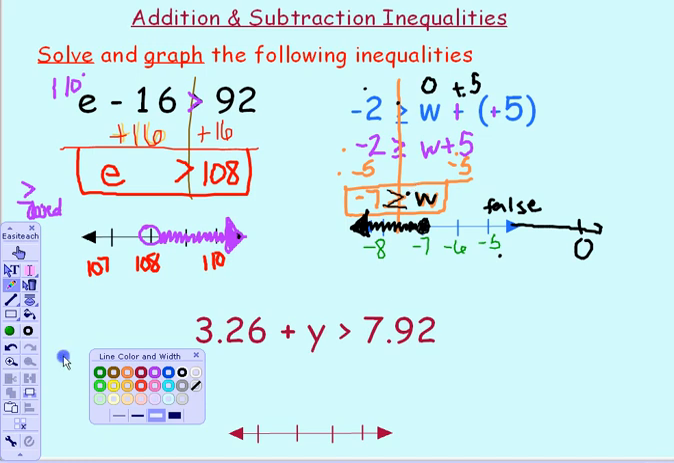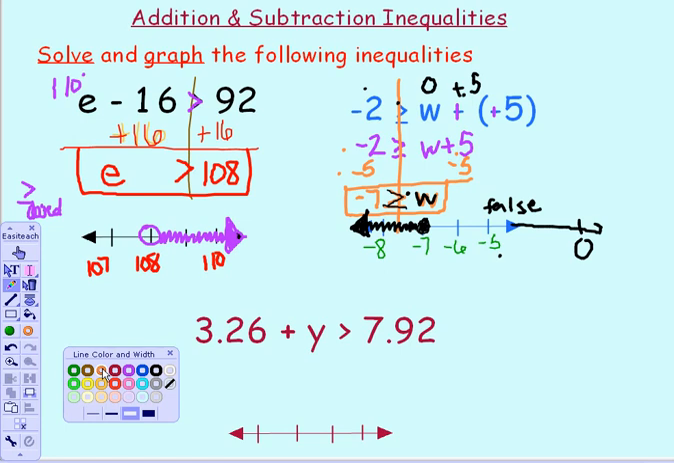In our last example, we're just putting in some rational numbers. So we have a 3.26, which is a terminating decimal. We're going to do the same steps as we did before. Draw the line down the inequality. We're going to do our inverse operations. In this case, we're going to add a negative 3.26 because our goal is to get this y all by itself.